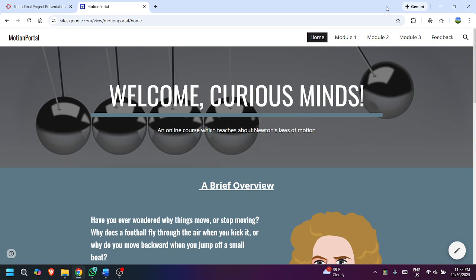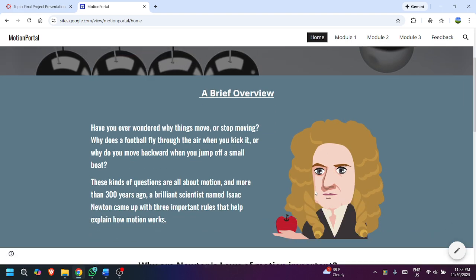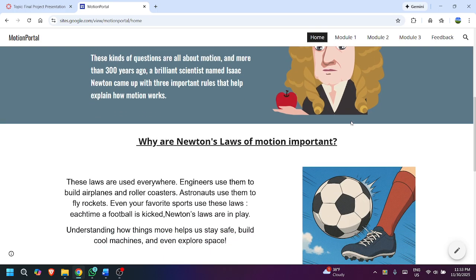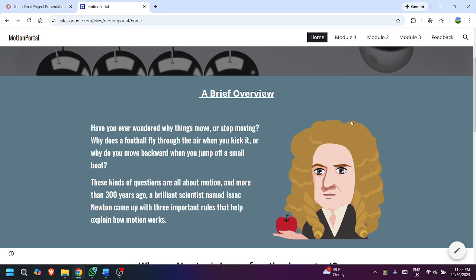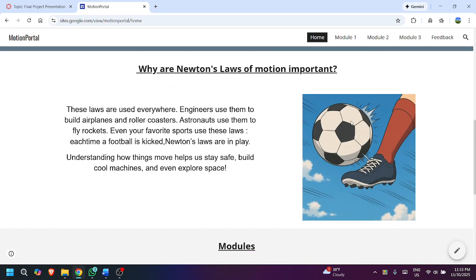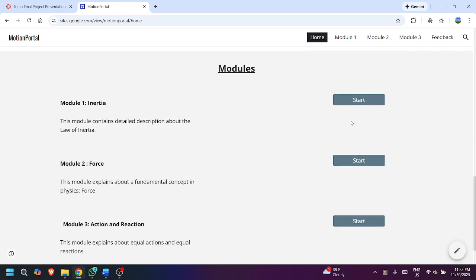And coming to the modules, we have four modules. This is the introduction module, where they get a brief idea about what they're going to learn. It contains theoretical information about Newton and what led to him discovering these laws of motion. And here is some explanation about why these laws are so important, and how they are relevant in our everyday lives.